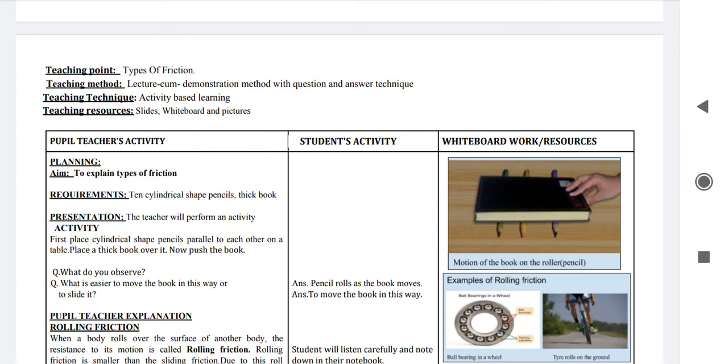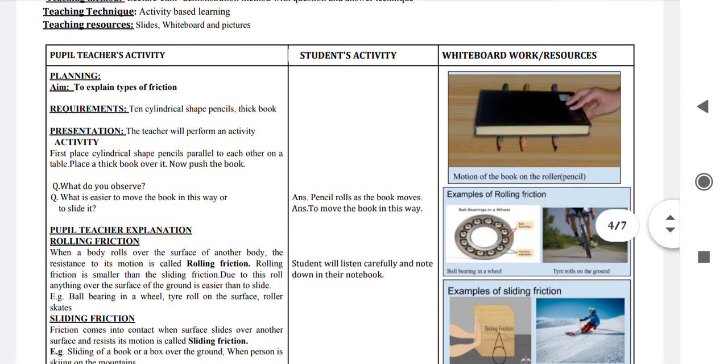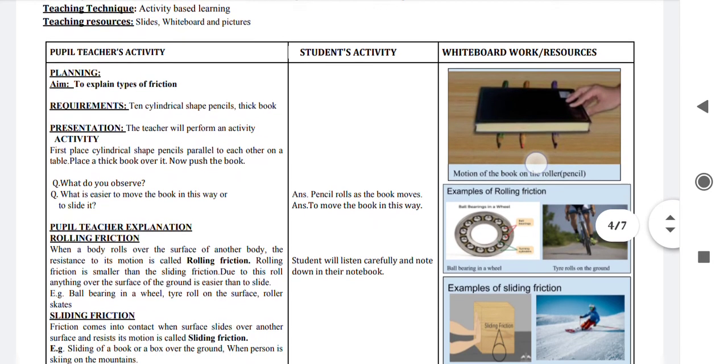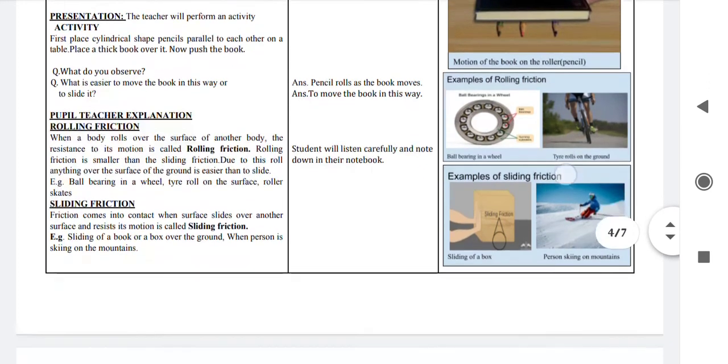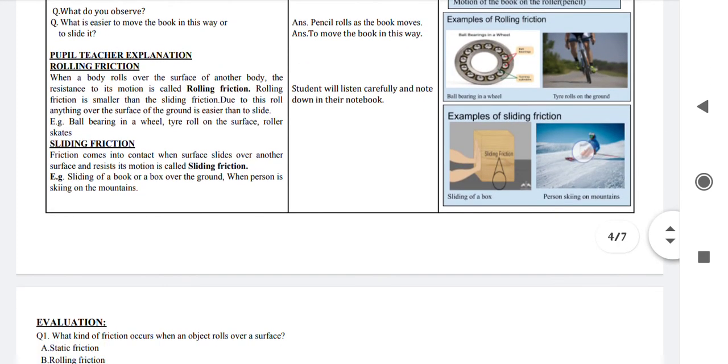In lecture cum demonstration we have to write steps like planning. Aim: to explain types of friction. Then requirement, what we are required to do an experiment. Then presentation. Then comes activity. Then pupil teacher explanation. We have to explain types of friction, that is rolling friction, sliding friction. Then comes evaluation.